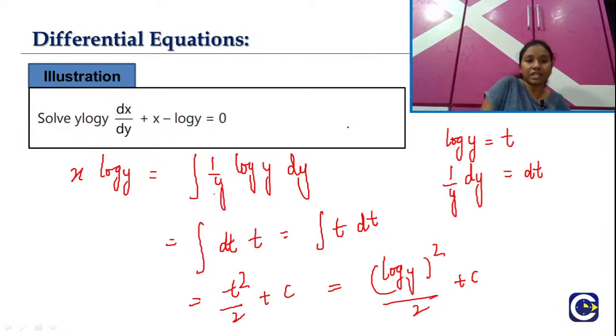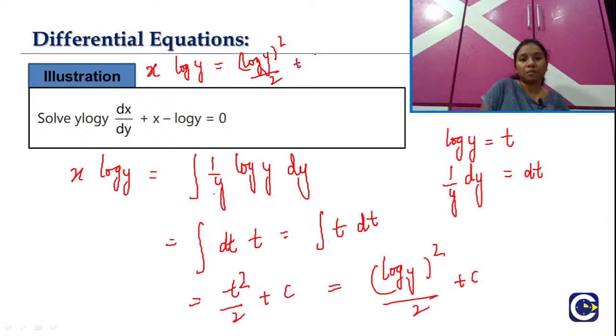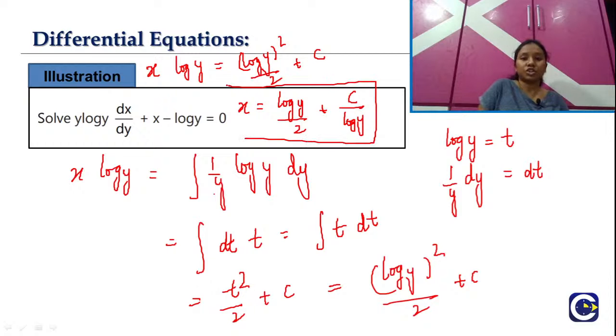So after this integration, the solution will be x log y is equal to (log y)² by 2 plus constant c. So this will be the solution here. Now, in order to eliminate one log y, we can divide the entire thing by log y. Then it will become x is equal to log y by 2 plus c by log y. So this will be the solution of this given linear differential equation here.